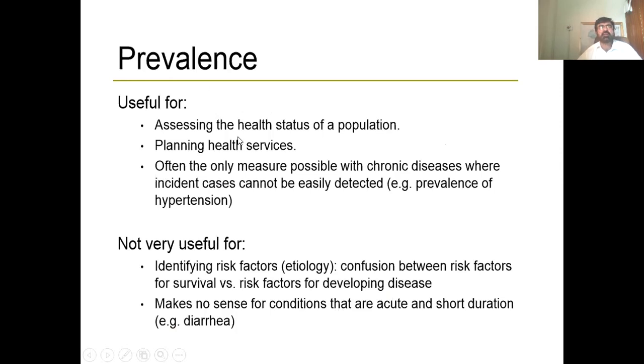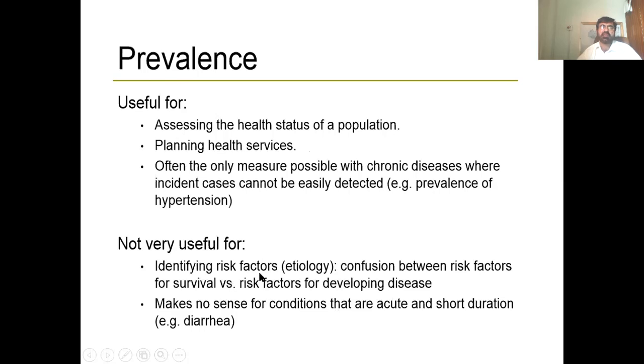The usefulness of prevalence is in assessing the health status of a population, whether the majority of the people are healthy or they have the disease. It is also useful for planning health services; if there are more cases, you have to plan services for them. It is often the only measure possible with chronic diseases, where incident cases cannot be easily detected, for example, prevalence of hypertension. A chronic disease is one that develops over 5 years, 10 years, or has a much longer duration. So when you go, you will identify the people with chronic diseases easily through prevalence.